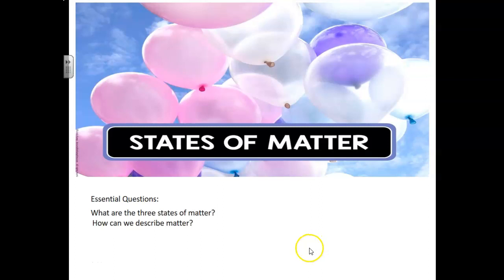Okay, guys, we're going to continue learning about matter today. So our essential questions: what are the three states of matter, and how can we describe matter, as in the properties of matter? So let's get started.